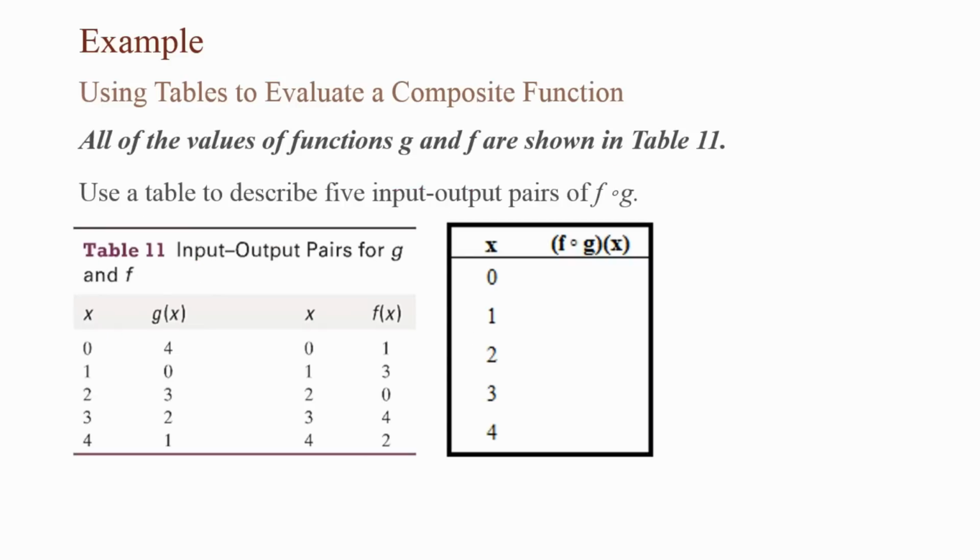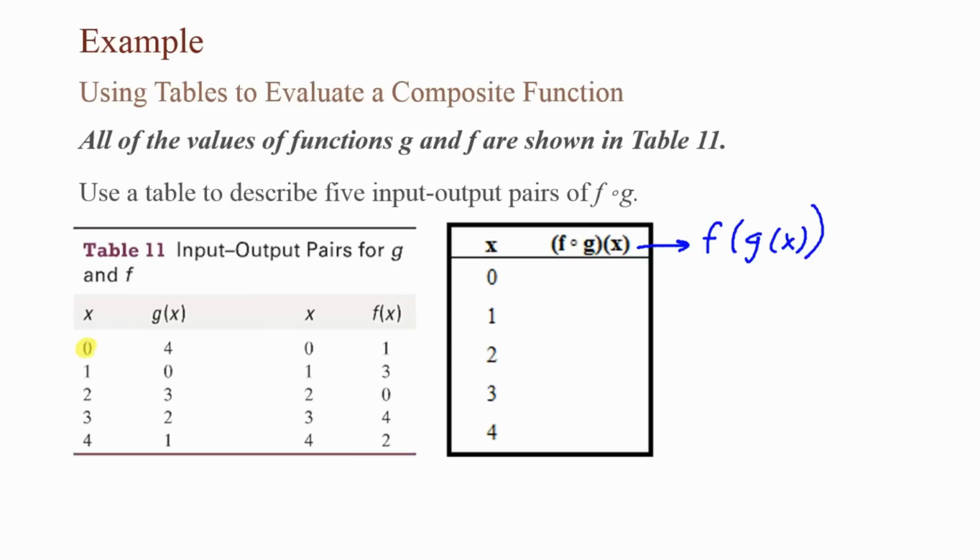In this example, using tables to evaluate a composite function, all of the values of function g and f are shown in table 11. Use a table to describe 5 input-output pairs of f of g. So what we want to do here is take our two functions and combine them to be one function. Since g is on the inside, we know this means I have function f of g of x. So I start with the x for g, find its output, that becomes my x for f, find that output.